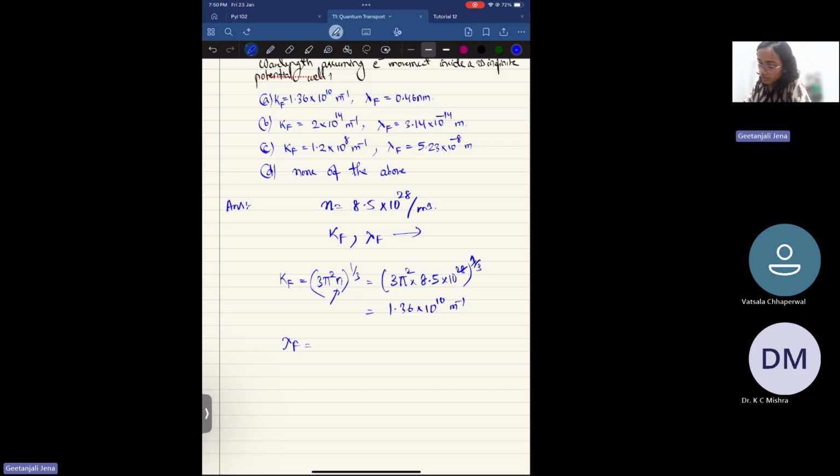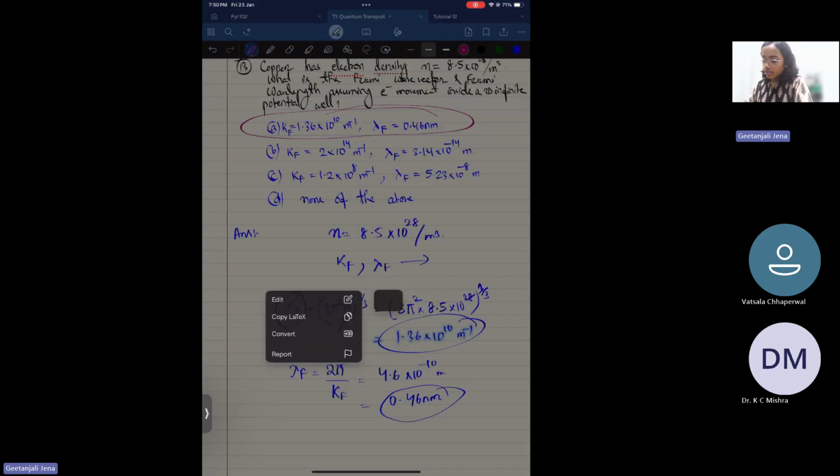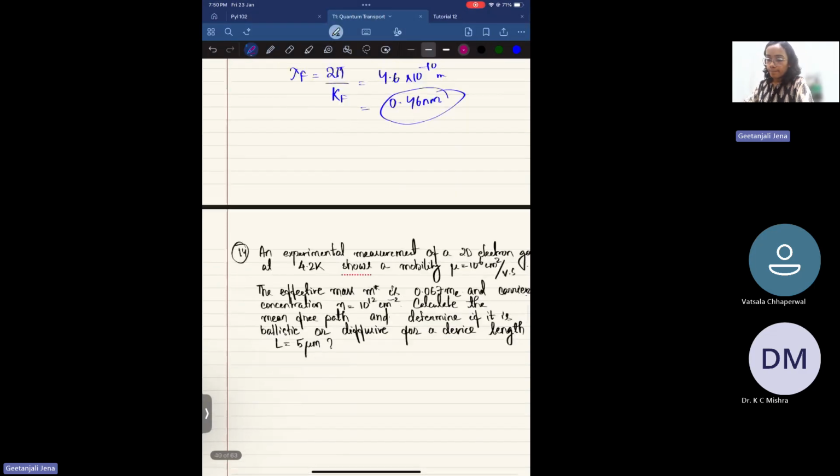Lambda f we can easily calculate because we know kf. So this is 2π by kf, which is 4.6 × 10^-10, or 0.46 nanometer. Let us check. This is 1.36. So the answer would be option A. Yes, you are correct. The answer would be option A.